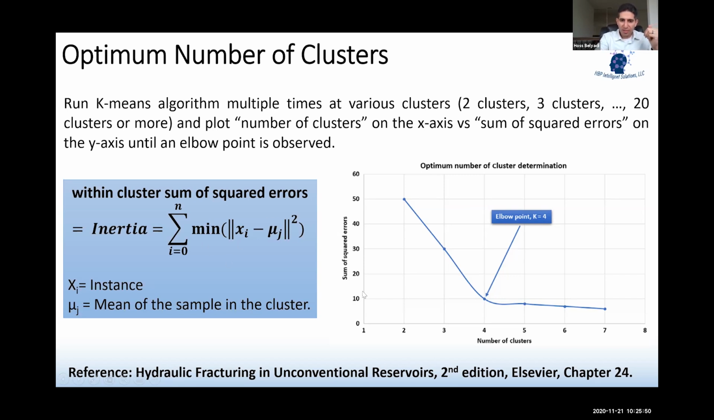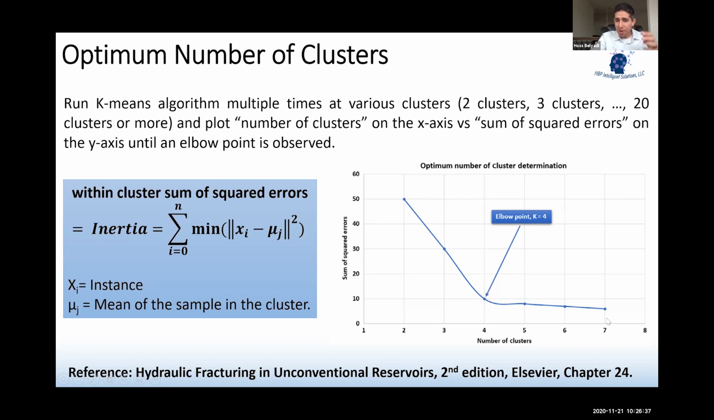Okay, so if you plot the number of clusters on the x-axis versus sum of squared errors on the y-axis, at some point you're going to see an elbow curve. Your sum of squared errors is going to go down pretty drastically, and then finally it starts to level off. You're trying to find that elbow point, which is in this case right here. Beyond this point, your sum of squared errors, or your inertia, which is simply this equation here, is not decreasing as much.